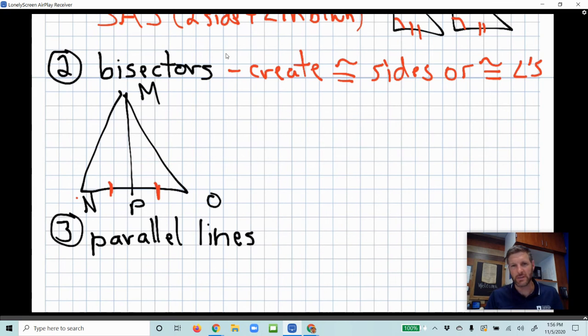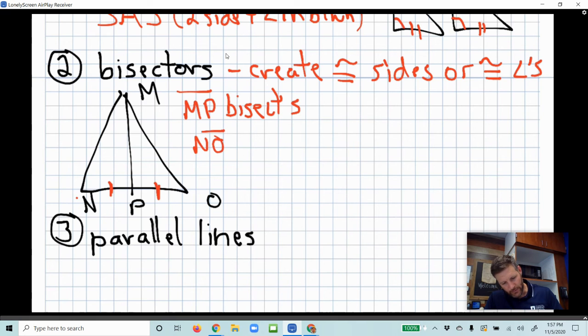Okay, so it's a clue. It doesn't prove congruency, but it's one step away from a congruency. And that would be the same thing if I even just draw a similar situation. Well, let me just say, I'll write this: MP bisects NO. So notice it's a line bisecting a line.